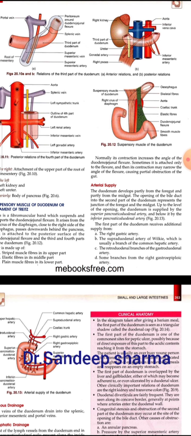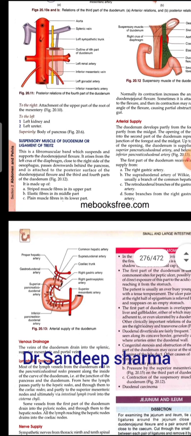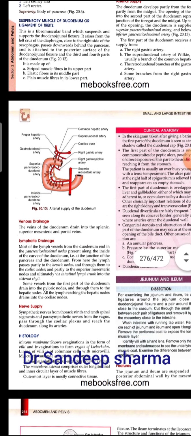Keep in mind that the superior pancreato-duodenal artery is supplying the upper part, and the lower part is supplied by the inferior pancreato-duodenal artery. You can see that some circulating arteries will be there. So it is better to see all these things in the diagram of the complete arterial blood circulation.